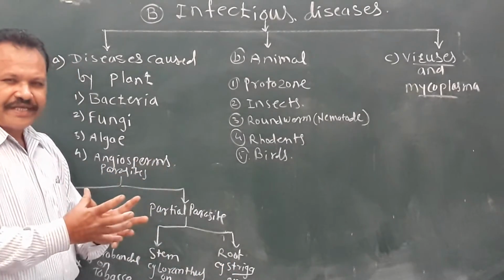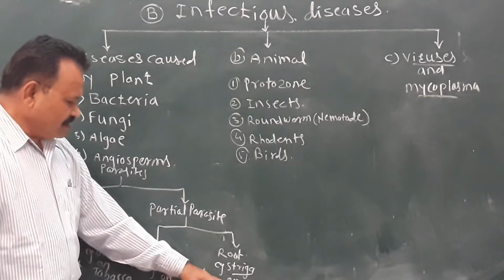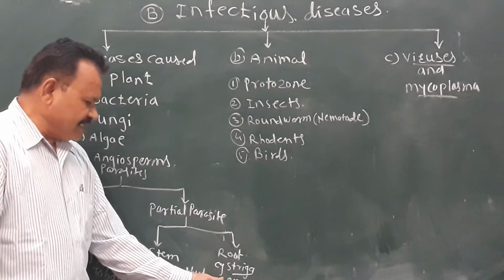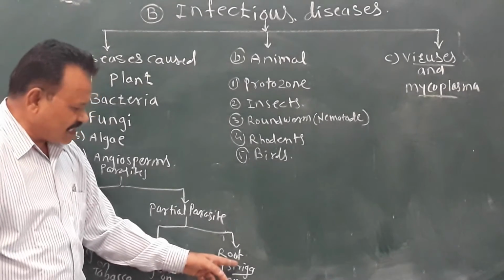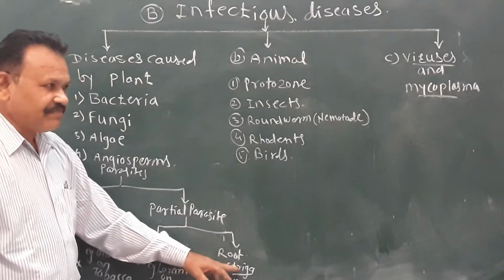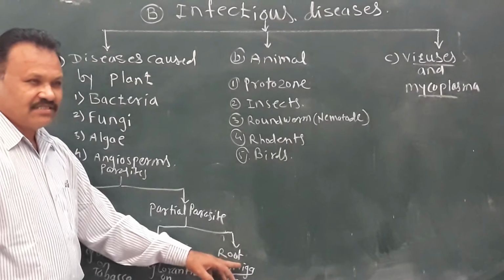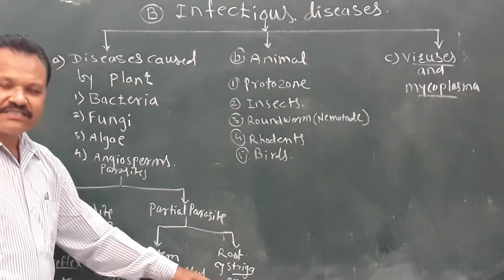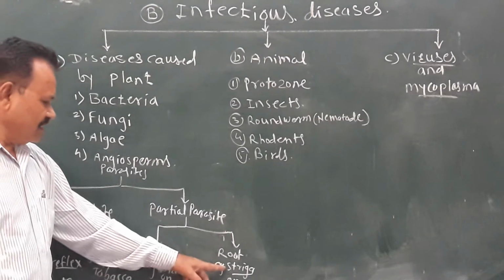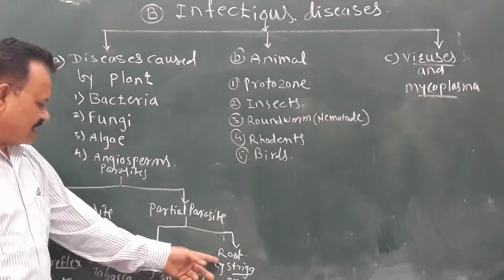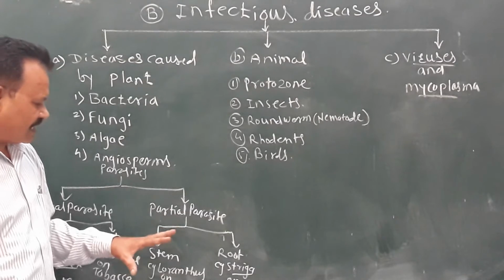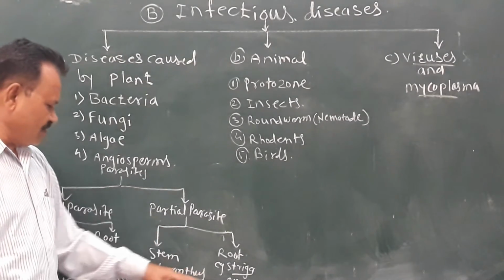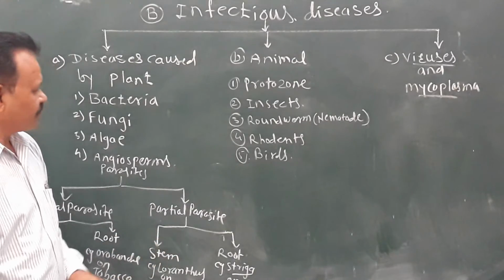It grows in the root zone area, and the food material which is prepared or absorbed by the roots of jawar can be absorbed by Striga, and it can also function on its own. That is, it contains chlorophyll, and therefore it is a partial parasite. Striga and Loranthus are partial parasites; they partly depend on these plants, that is on the jawar as well as on the mango.